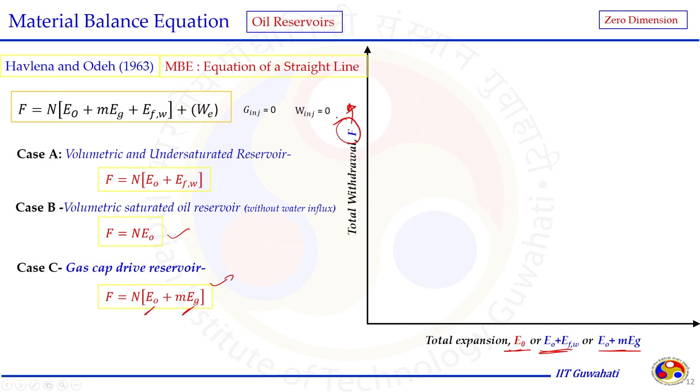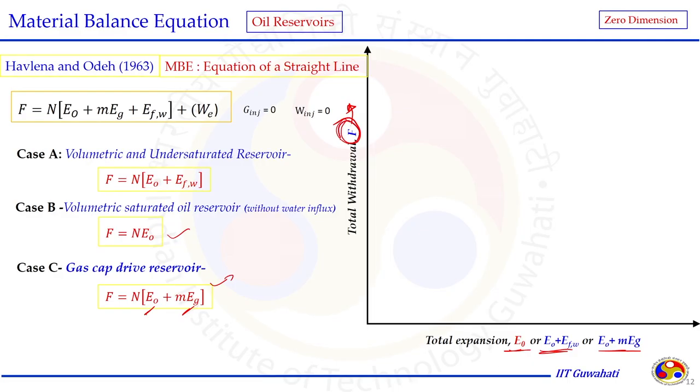On the y-axis we have F, that is the total withdrawal of oil, gas and water to the surface. In most of the cases we have discussed so far, water is not produced to the surface, so we have only oil and gas being produced at the surface. In case of the oil reservoir, we are considering only the oil being produced. If initial gas is present, that will also get produced to the surface.